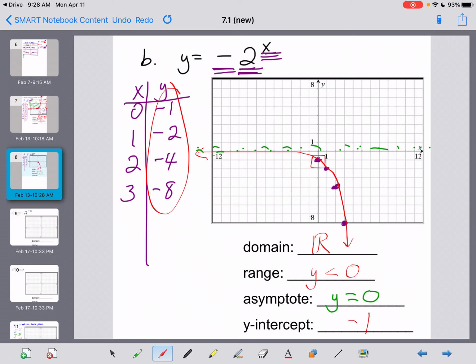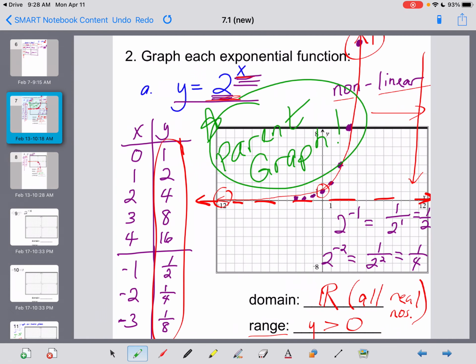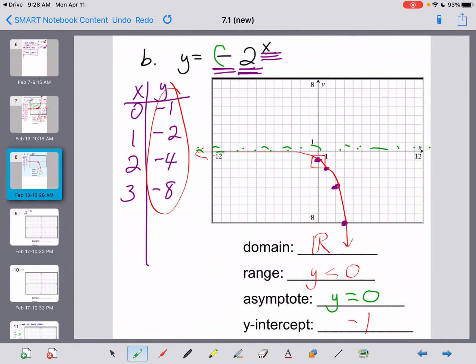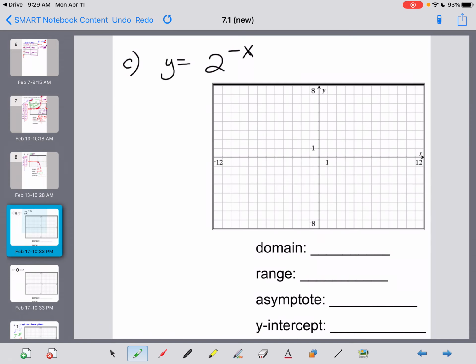Okay, so this actually is something I was hoping you guys would know at the beginning. If our parent graph looks like it did on the previous graph right here, putting a negative in front of any function is just going to flip it over the x-axis down this way. So instead of opening up to the right, this one kind of goes down to the right. Okay. All right, so that's y equals the opposite of 2 to the x.